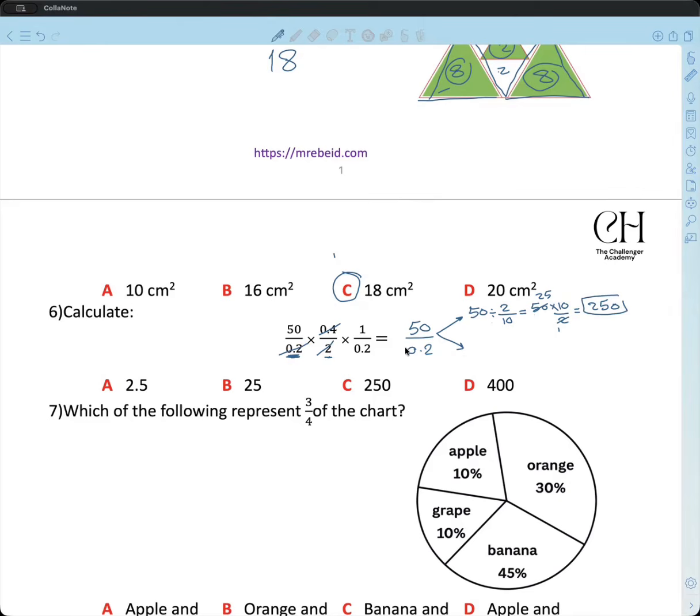The second method is what? You can write 50 over 0.2 in fraction. As we said before, it's 2 over 10. Now, if you have a fraction in the denominator, you can flip the denominator up. So it will be 10 times 50 over 2. 10 times 50 is 500, over 2, 500 over 2, which equals 250. So the answer is 250, which is C.